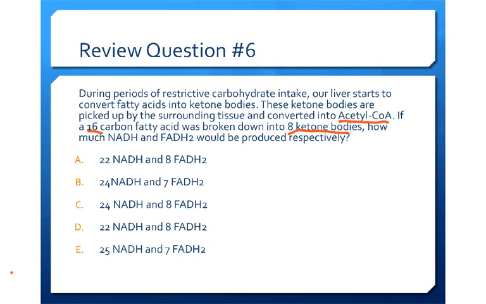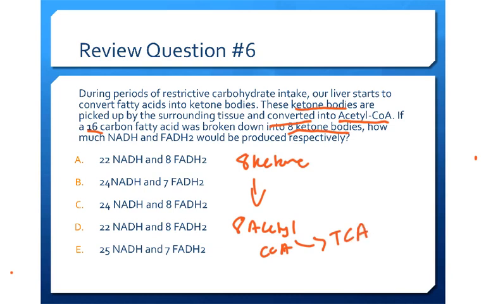Okay, so let's break this question down. Our question stem said that ketone bodies are converted into acetyl-CoA. So if we have 8 ketone bodies, how many acetyl-CoAs will we have? We're going to have 8 acetyl-CoAs. Okay. Acetyl-CoA can enter in cellular respiration at what step? It can enter in at the TCA cycle, or Krebs cycle, whatever you want to call it. Okay? When it enters the TCA cycle, per cycle, remember, it's a cycle that regenerates oxaloacetate.